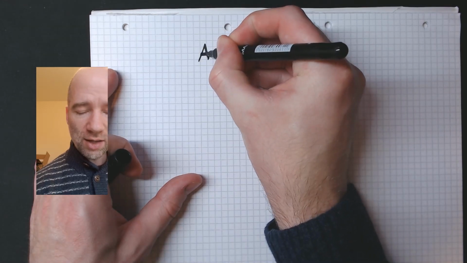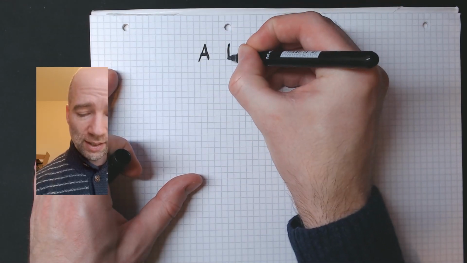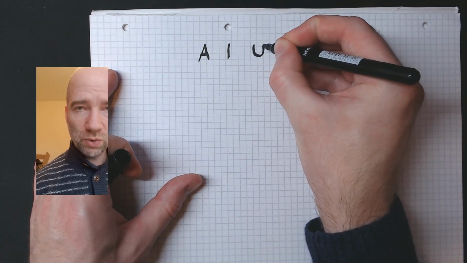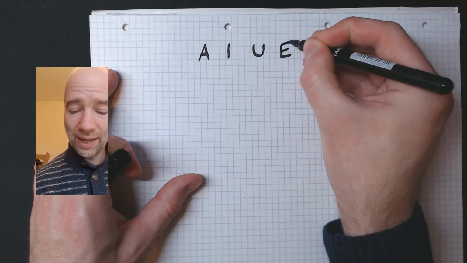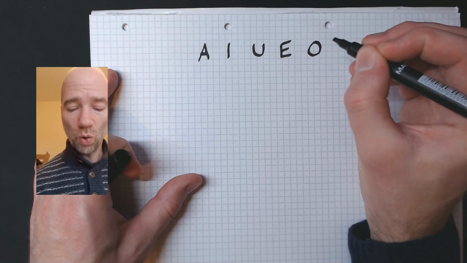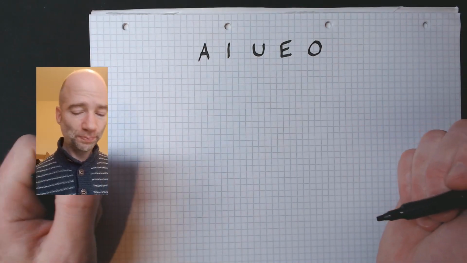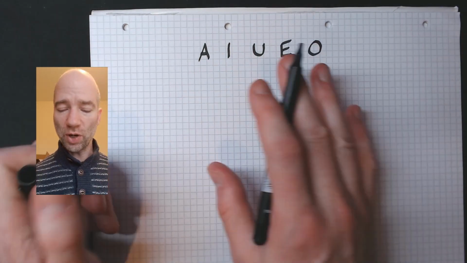They are A, I, U, E, and O. Five vowels, very simple. These are pronounced quite logically.